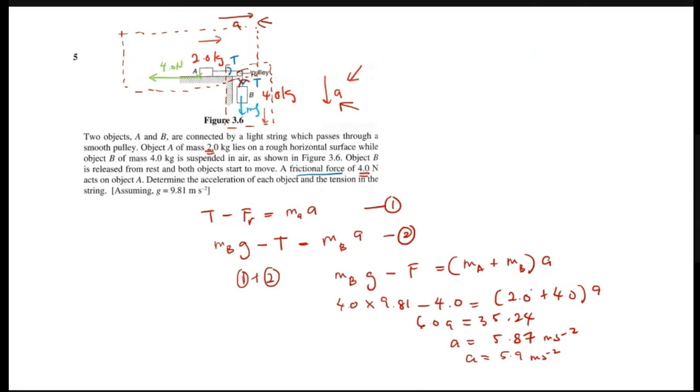Okay, and we want to find the tension, right? We can find the tension by substituting A equals 5.9 into any equation. So we pick number 1. T minus 4.0 equals 2.0 times 5.9, and T equals 15.8 Newton. So the tension in the system is 15.8 Newton.